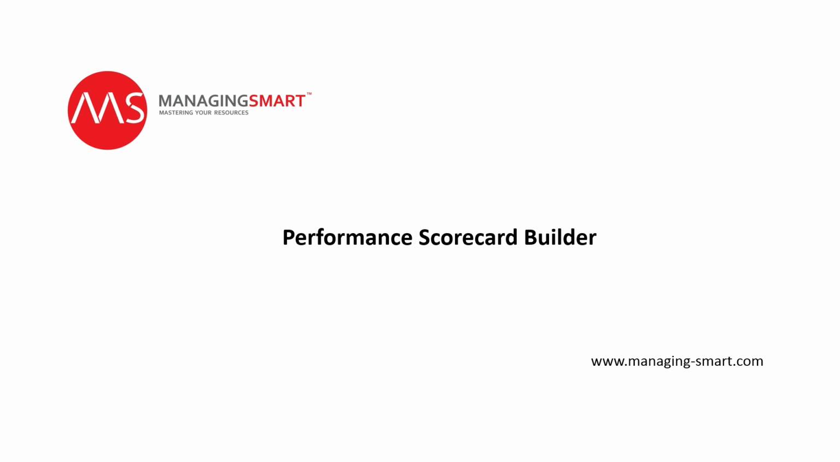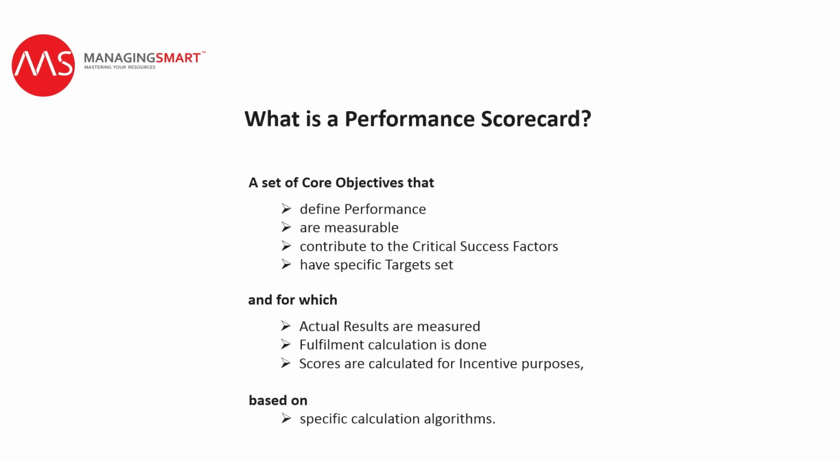For the beginning, let's recall our understanding with regards to a performance scorecard. In a brief definition, a performance scorecard is a set of core objectives agreed for an entity that broadly defines the entity's performance over a given period. Fulfilling of the core objectives, usually named KPIs, key performance indicators, is measured against relevant targets that are set in line with the factors that are crucial to the success of the organization.